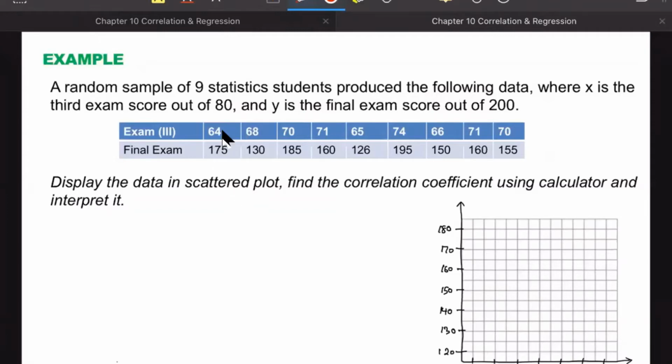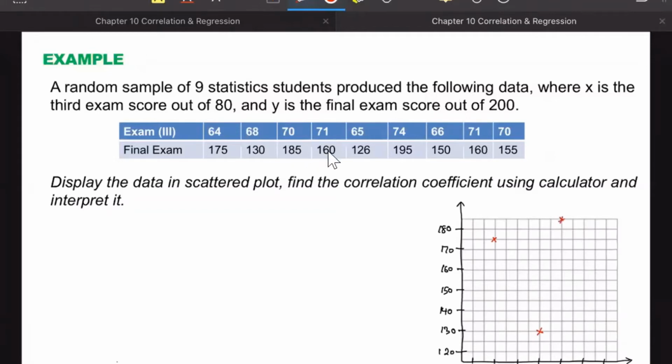Let's draw the first point. When it is 64, you have 175. 64 is here, and then 175 up there. So 64 and then 175 should be that point. Is that right? Check there. Make sure you verify it correctly. The next is 68. When it is 68, you have 130. Down here, you can see 68, 130. Then if somebody got 70 in the third exam, they are getting 185. So 70 and then 185, which is all the way at the top there.